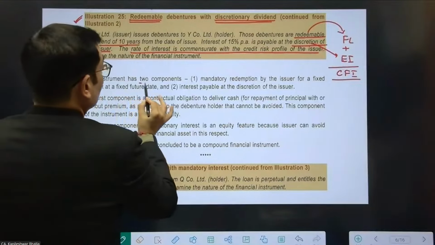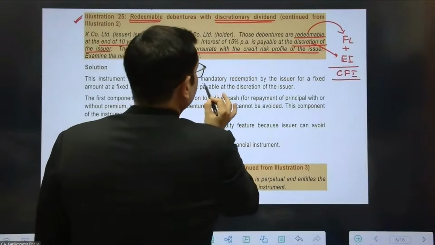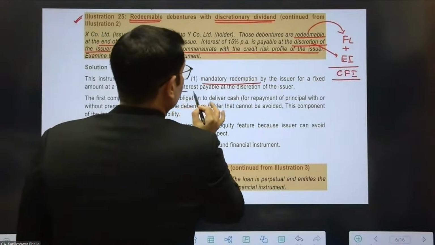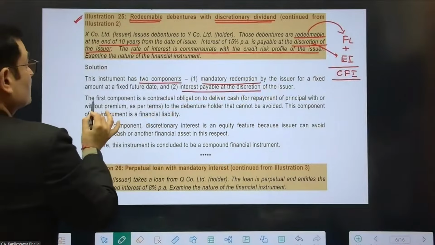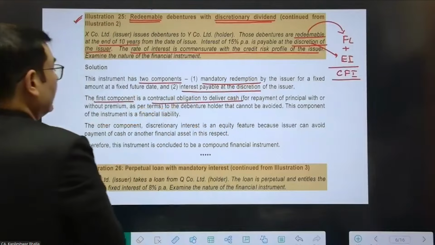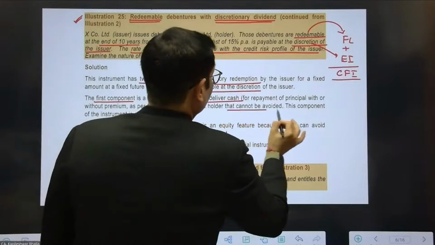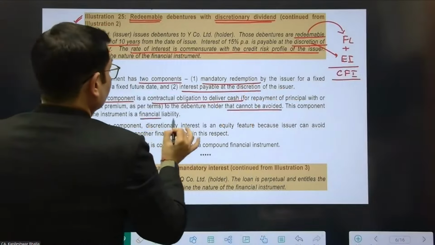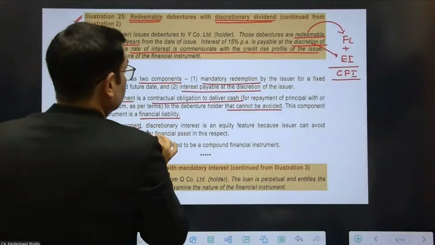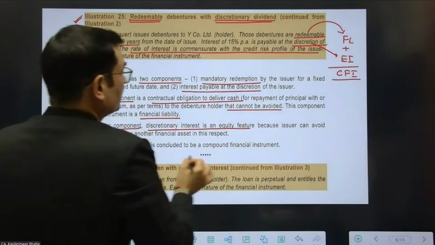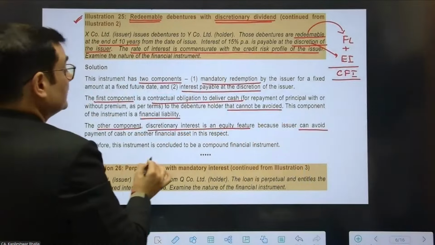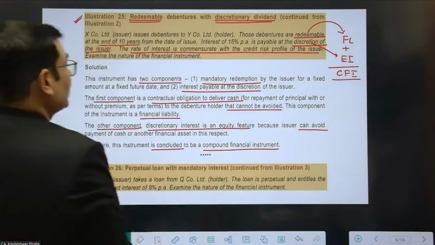Now, the instrument has got two components. There is a mandatory redemption, which is for a fixed amount at a future date, and there is an interest payable at the discretion. The first component, which is mandatory redemption, is a contractual obligation to deliver cash, and it cannot be avoided. Therefore, this component becomes a financial liability as decided. The other component, which is discretionary interest, is an equity feature because you can avoid making a payment. And therefore, in this particular case, the instrument is concluded to be a compound financial instrument.